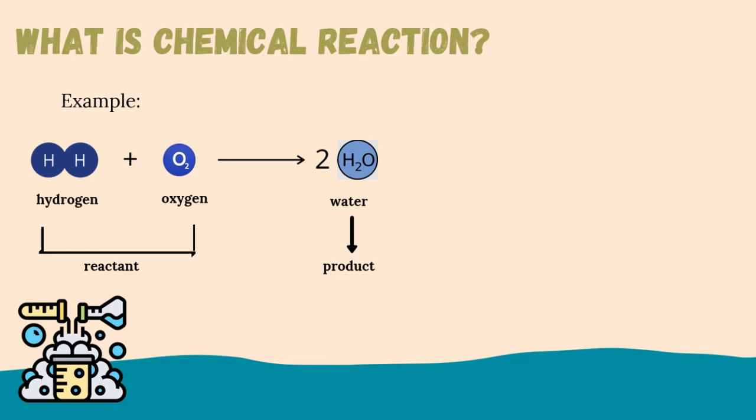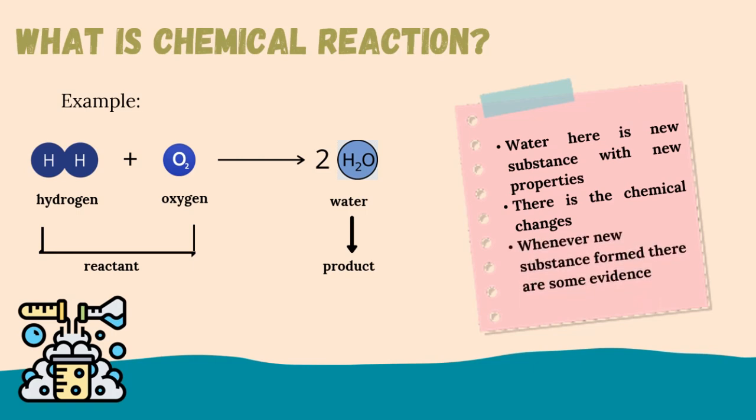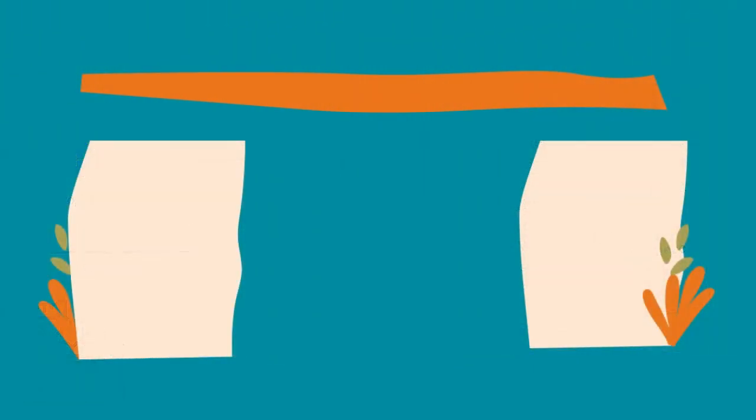Why do we call it a chemical reaction? Because there is a new substance, which is water, as a product in this case. And then we have some notes here. Water is a new substance with new properties. And so there is a chemical change here, and whenever a new substance is formed, there is some evidence, and we will explain the evidence in the next slide.